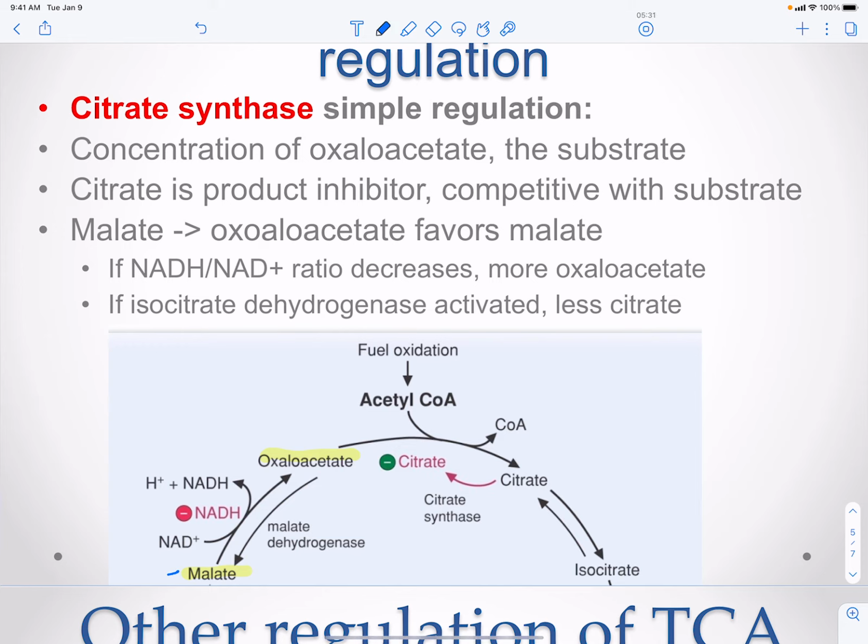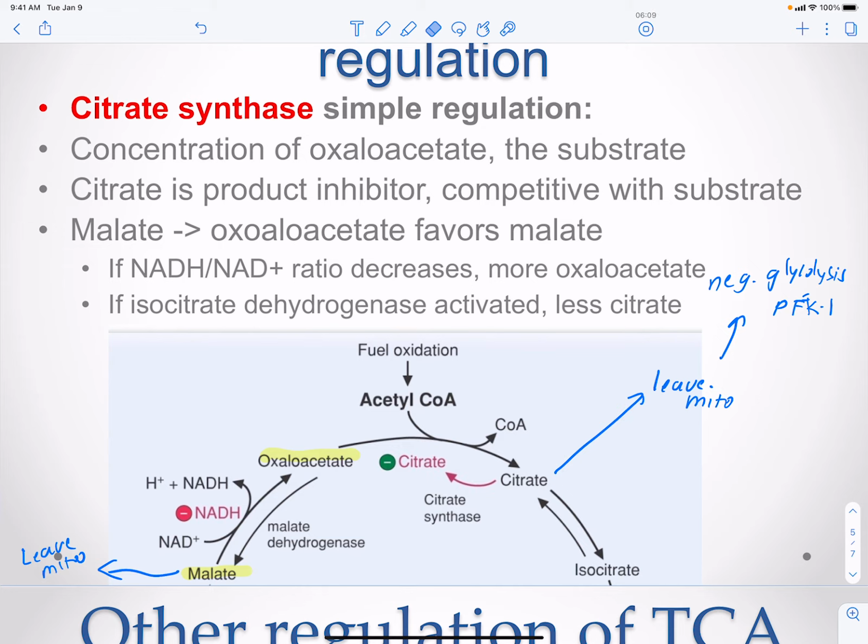Remember, malate can leave the mitochondria. Your oxaloacetate cannot. Citrate can leave the mitochondria. And remember, citrate is a negative regulator of glycolysis, and that's through PFK1, phosphofructokinase 1.